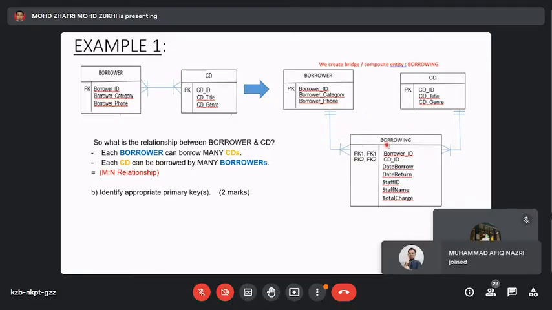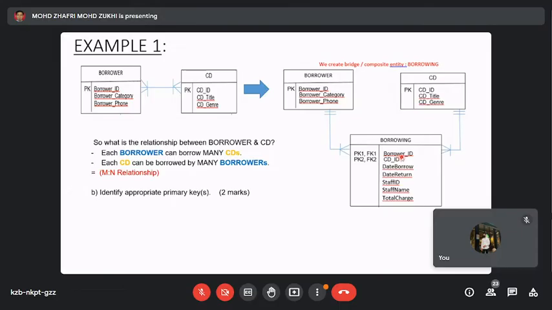When we have a bridge entity, we have PK1 and FK1 that come from the first parent, which is the borrower. So borrower ID will be the PK1 and FK1. Then PK2 and FK2 come from the second parent, which is the CD. So we have CD ID as the PK2 and FK2. And then the rest of the data, you fill inside this bridge entity.